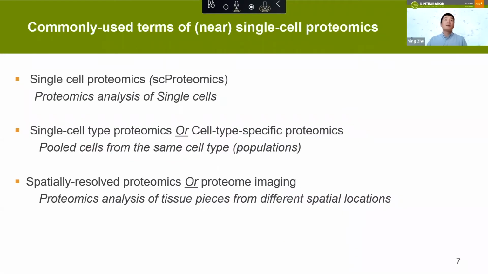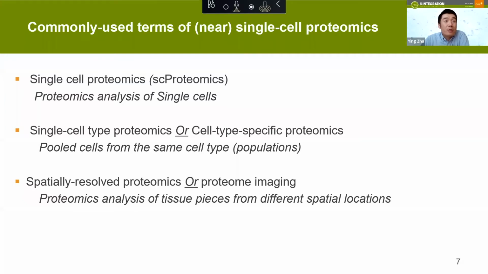There are some commonly used terms for near and single-cell proteomics that we usually see in the literature. The first one is single-cell proteomics, or SC proteomics, which usually refers to proteomics analysis of a single cell. Another commonly used term is single cell type proteomics or cell type specific proteomics. It's not working on a single cell; it's working on pooled cell populations like 100 cells or even 1,000 cells, but they are enriched for the same cell type or same population. So we can get different information from different cell types.